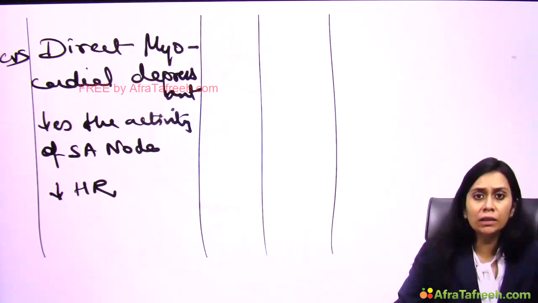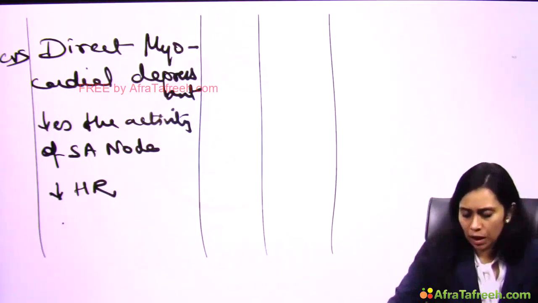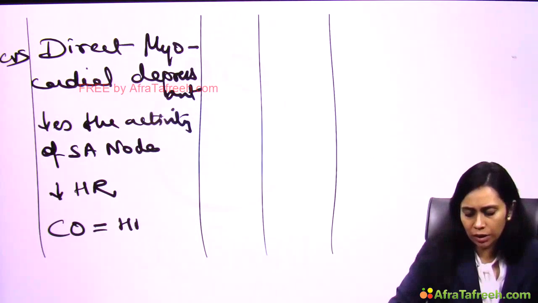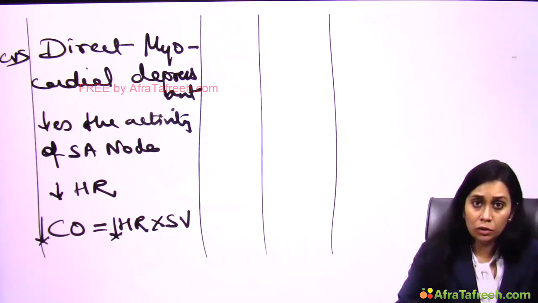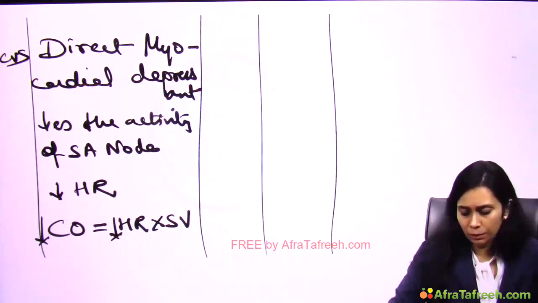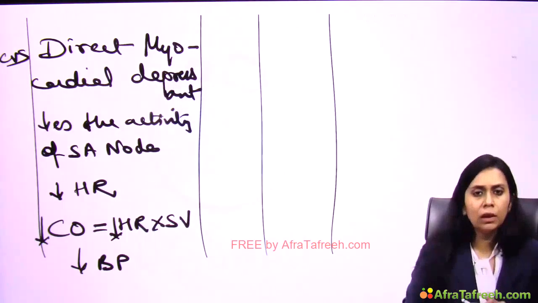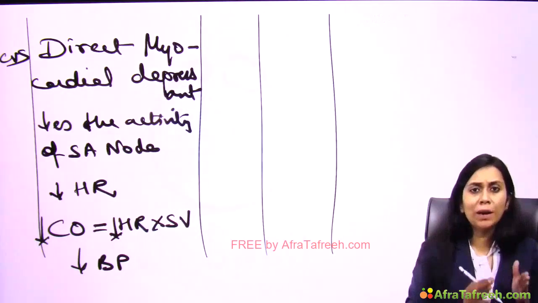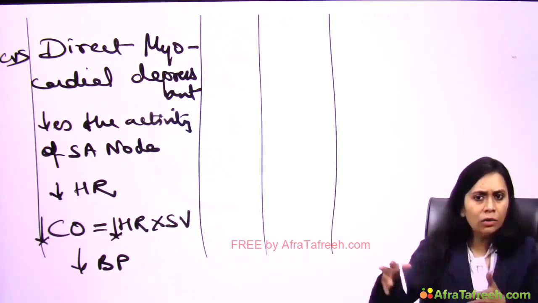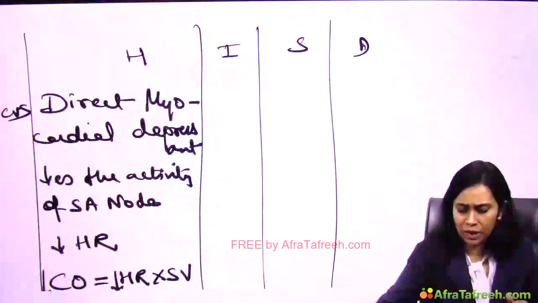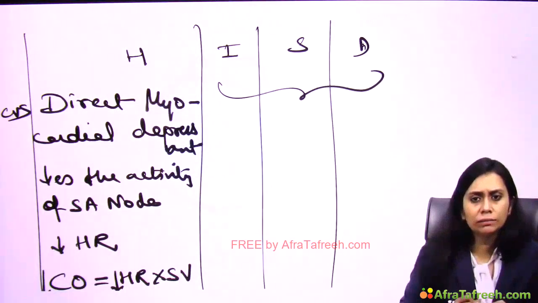Whenever heart rate decreases, what is the effect on cardiac output? Cardiac output is equal to heart rate into stroke volume. Heart rate decreases, cardiac output decreases. Got it? Whenever cardiac output decreases, blood pressure decreases. So what is halothane doing? Bradycardia, hypotension. Got it? Okay. Iso, sevo, des, the next 3 agents, have no effect on the heart. They all are cardiostable.